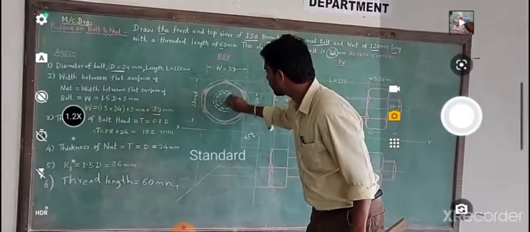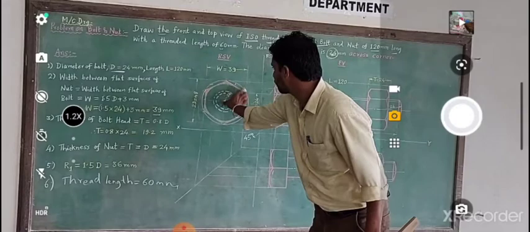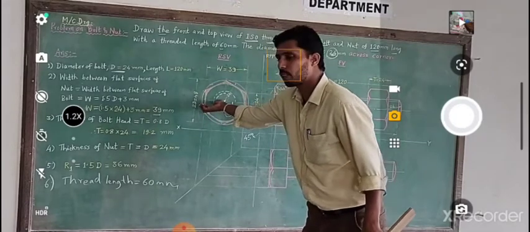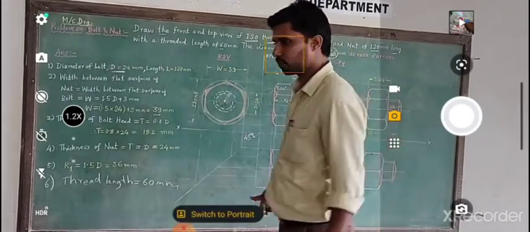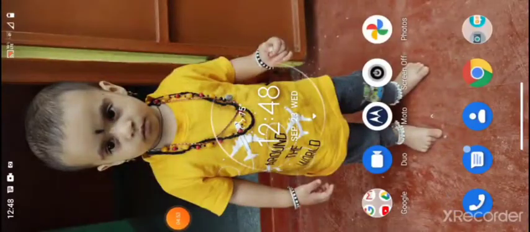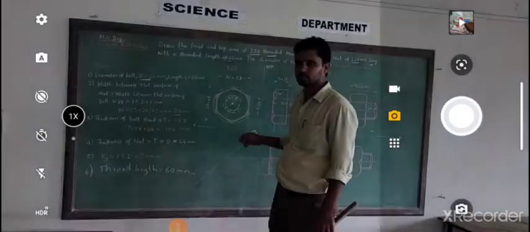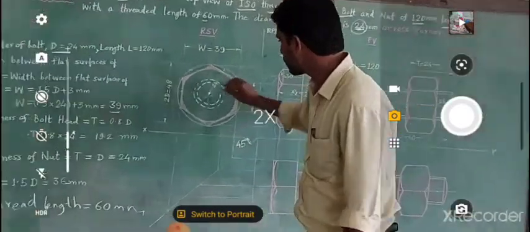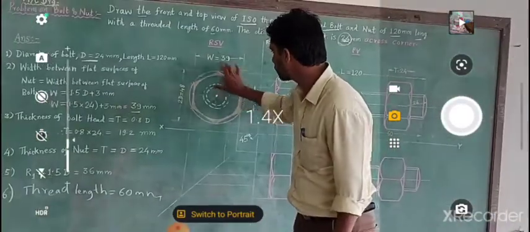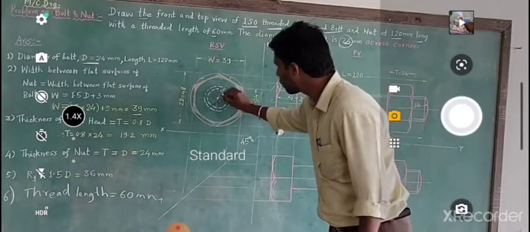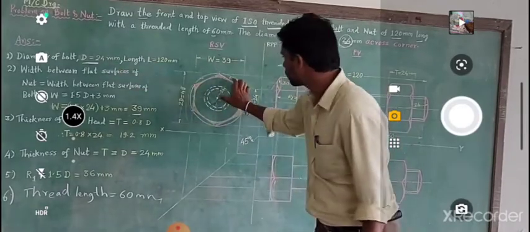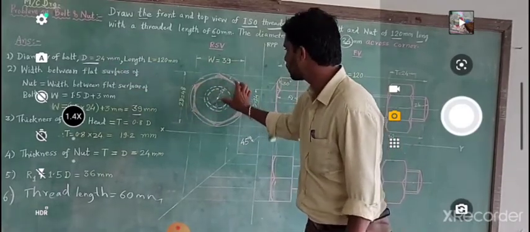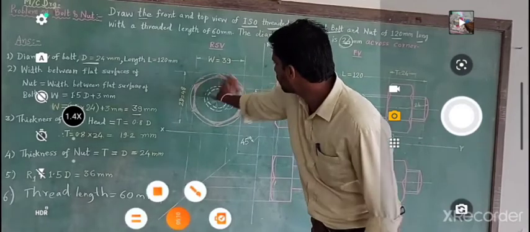From this point, draw the 39 mm circle. Sorry students, there is a slight correction. Instead of D 24, I was telling 39. So D, you know, is 24 mm. This 24 mm radius you take down and draw this circle.